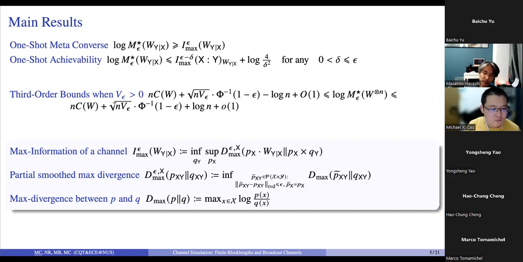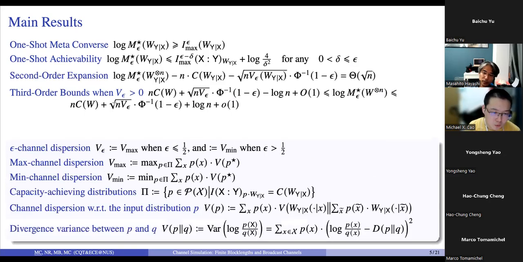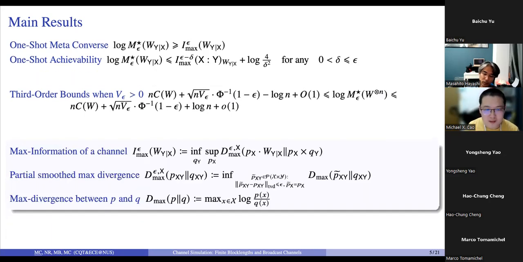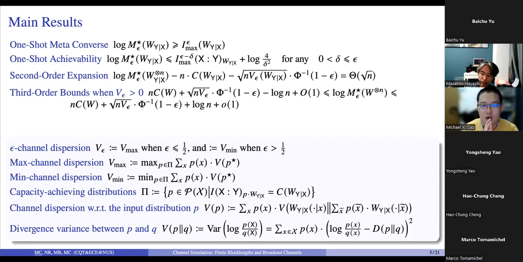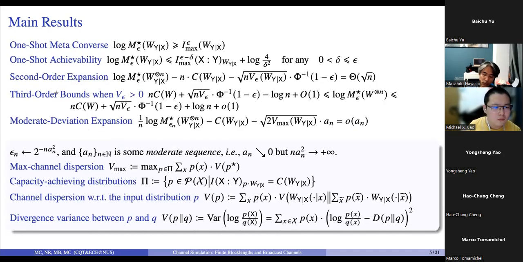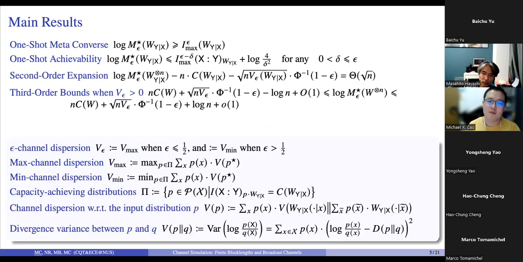We also have the second order expansion for simulating n copies. We consider simulating n copies of the DMC W within a TVD of epsilon. In that case, the first order term is the channel capacity, and the second order term is the square root of n times a certain constant, where the constant is in terms of the epsilon channel dispersion.